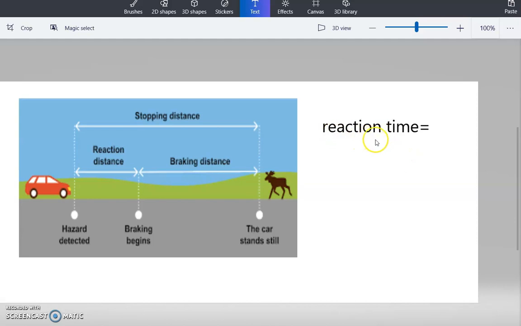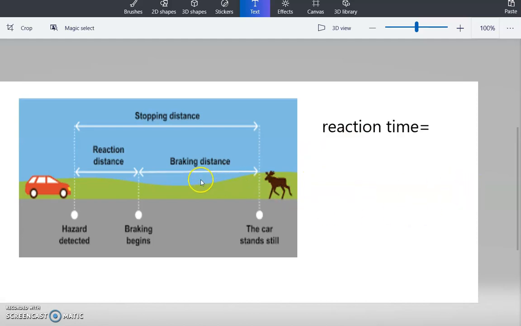But the reaction time can be affected by different factors. For example, if the driver is tired or drunk or on drugs or using certain medicines, the reaction time might be longer. And the longer the reaction time, the greater the possibility of having an accident. So what is very important for a driver is to have the shortest reaction time. That means to react to what they see as quickly as possible.